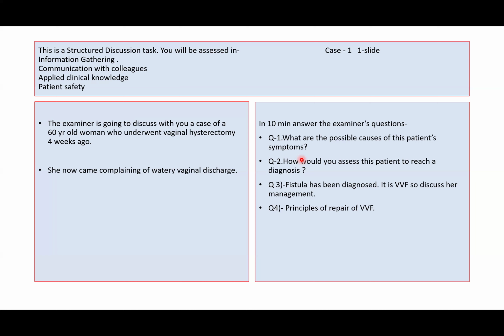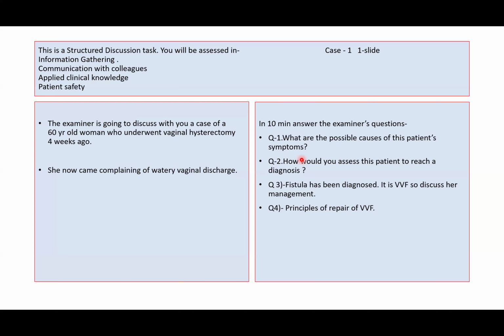And after that, I will do her vaginal examination to see if there is any tenderness, any pelvic collection and any mass. After the examination, and also during the examination, I will take the high vaginal swab to send for culture and sensitivity.